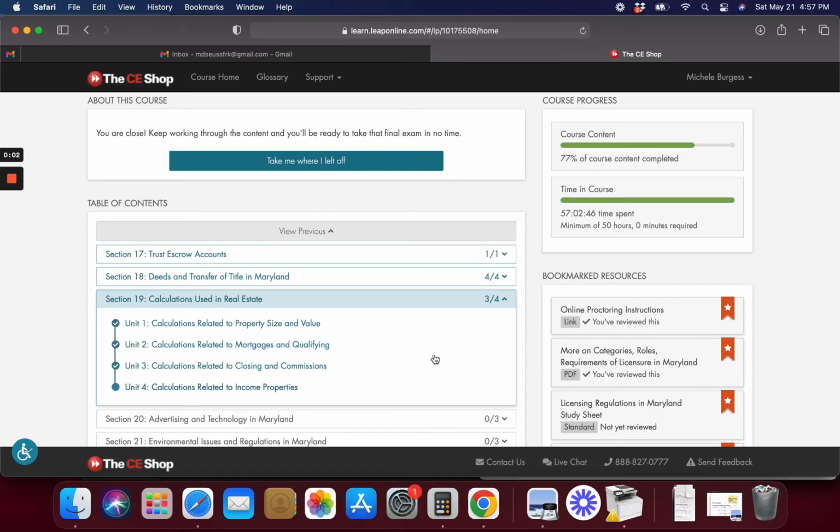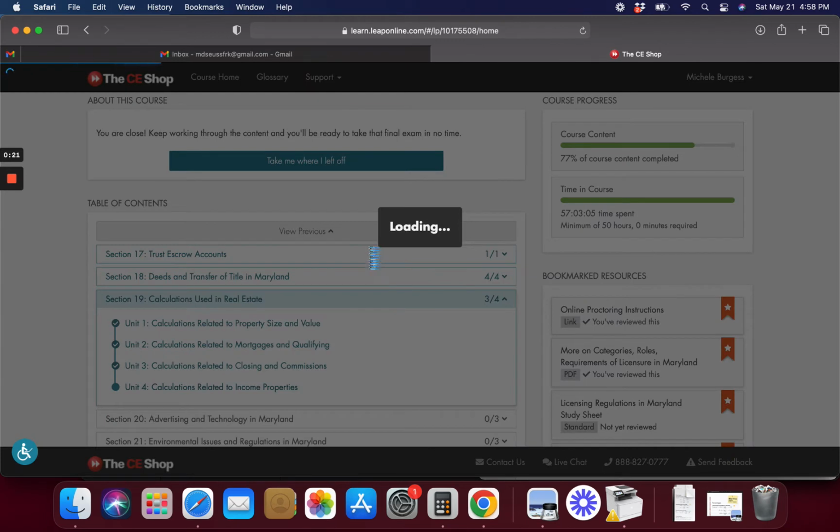Everybody, we're back. We are working on more calculations. We're bringing it into the home stretch here, so they save all the math stuff at the end. This is section 19, and we're doing more calculations used in real estate. So we're doing income properties.